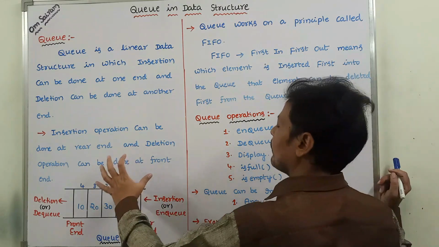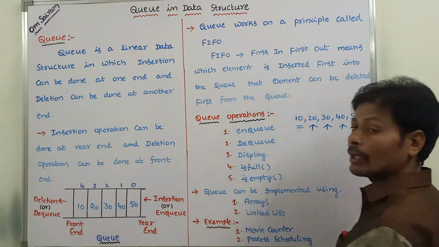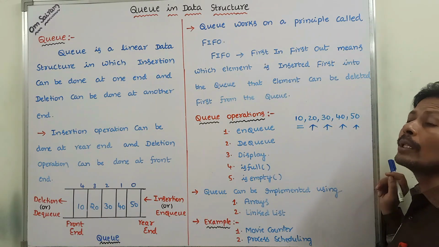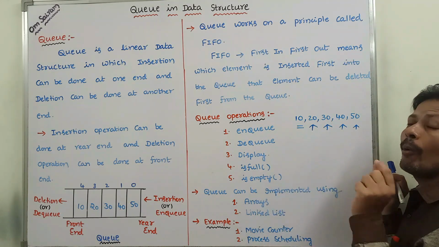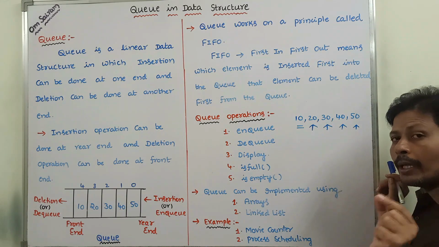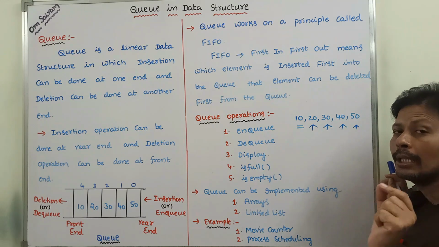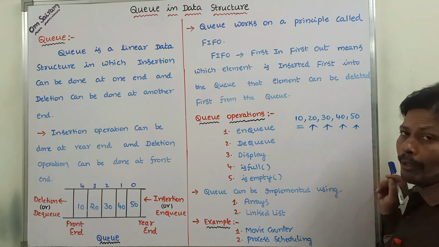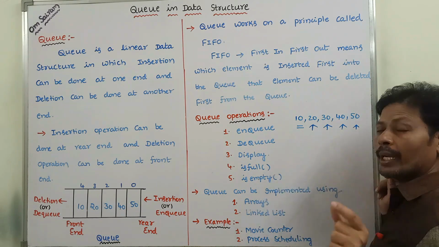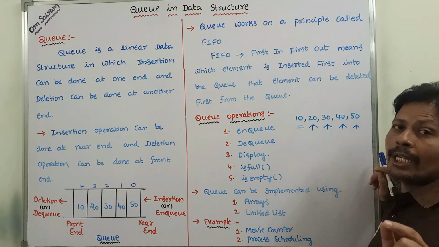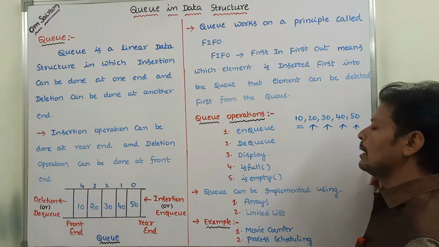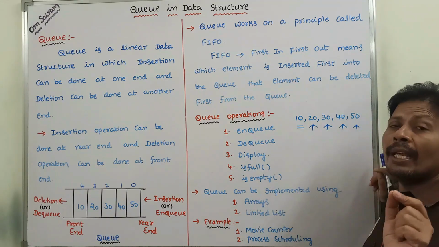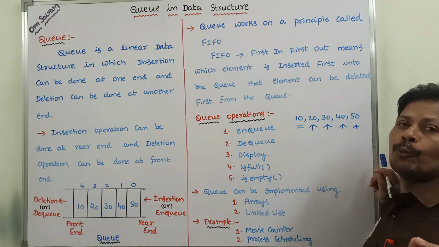Suppose 5 elements are deleted from the queue. At that time, queue is empty. So, is empty operation is used for checking whether the queue is empty or not. Is full operation is used for checking whether the queue is full or not. Next one, queue can be implemented in 2 ways.